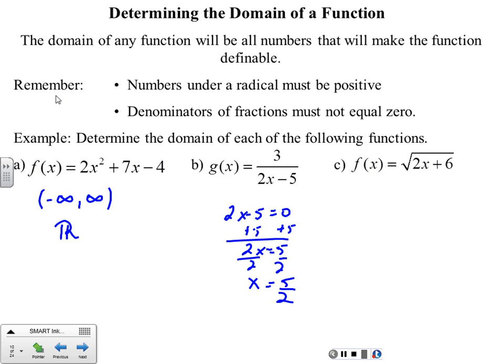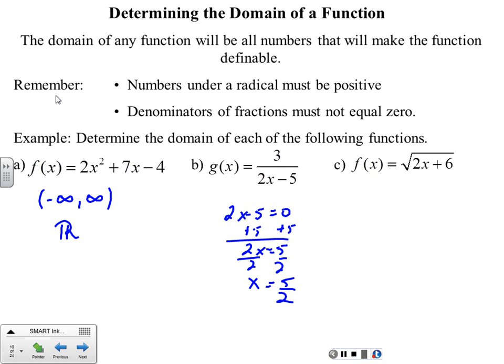All real numbers except for 5 halves. Now that's a mouthful, and you can write that because that's true. That is the answer. Any number except for 5 halves would be your domain.